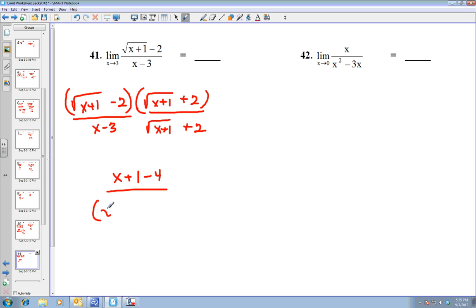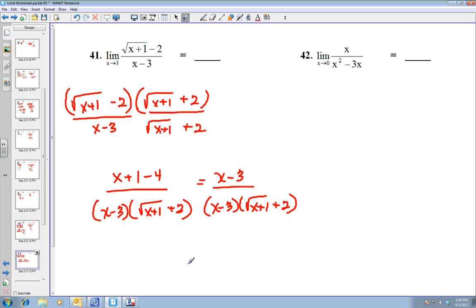Now on the bottom, these are the ones I'm not going to FOIL out. I'm going to leave them. So now on top, I have x minus 3, and on the bottom, x minus 3 times the square root of x plus 1 plus 2. My x minus 3's cancel. Remember, when you cancel, you have a 1 up there. And I'm going to use direct substitution. I can plug in a 3. So when I plug 3 in here, that's going to give me square root of 4 plus 2. When I simplify that, that's going to be 2 plus 2. So my answer is 1/4.